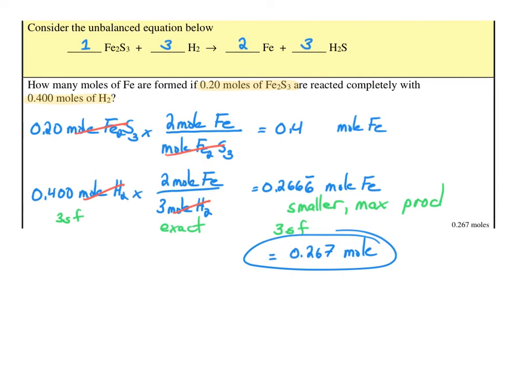Practice identifying the limiting reagent and the excess reagent. The limiting reagent is the reagent that leads to the max product. This is the max product. Our limiting reagent is H2 because it's the reagent that leads to the max product. The other reagent is going to be our excess reagent.